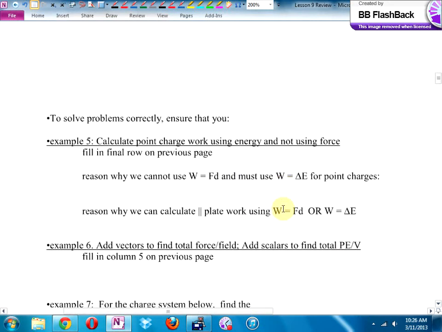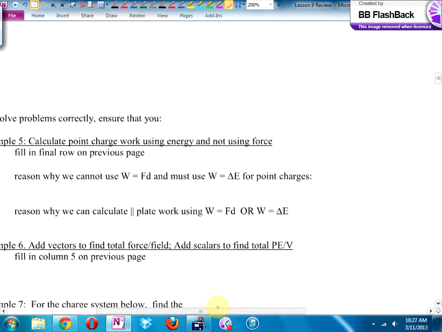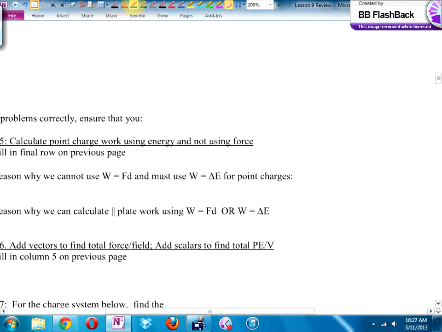So I wrote down here, fill in the final what we already have. Reason why we can't use force times distance for point charges. And then I wrote down here, what's the reason that we can use parallel plate work using force times distance or change in energy? Force is constant, but I gotta be honest, I just prefer to use the QV. It's cleaner.